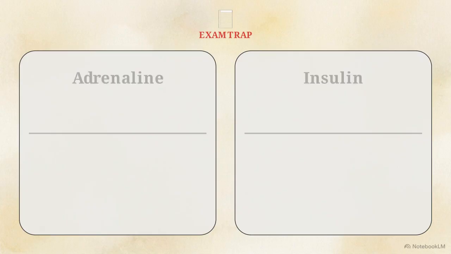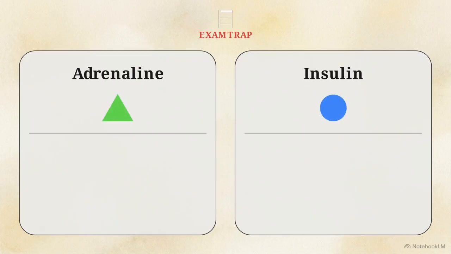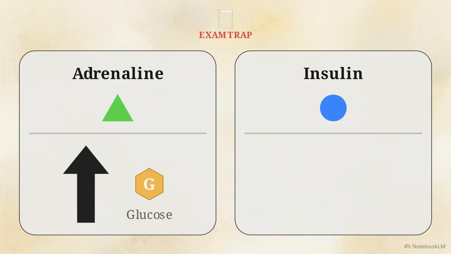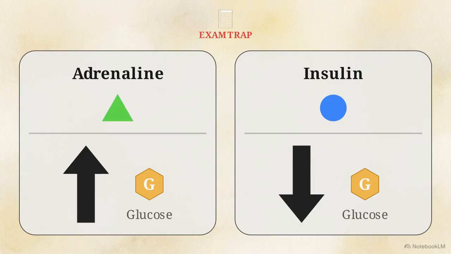As the graph transitions into a side-by-side matrix, we address a common trap on biology exams. Students often confuse the metabolic effects of adrenaline with insulin. Adrenaline acts to increase blood glucose levels during emergencies. Insulin does the exact opposite, decreasing blood glucose after a meal.